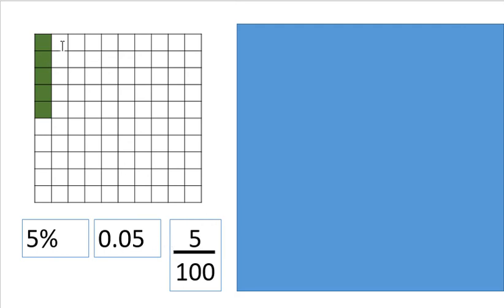And because one of these small squares is known as a hundredth, 5 of these would be known as 5 hundredths. And that's where this number comes in right here. 5 hundredths. So 0 ones, 0 tenths, and 5 hundredths.